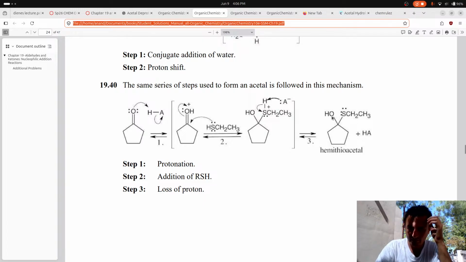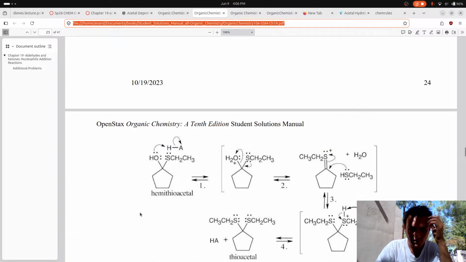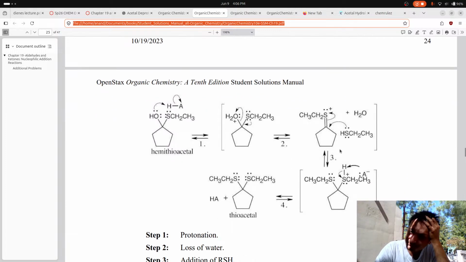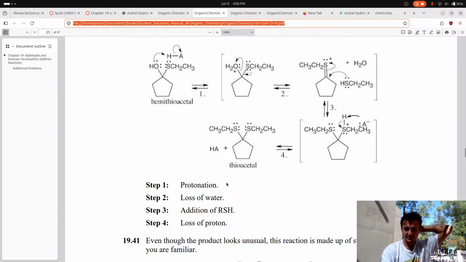And then this thing gets protonated, right? So then this comes in to form a thional. I think it's called a thional. And once we have the thional, another molecule comes and attacks. And then we have the thioacetal. Alright, that's pretty easy.